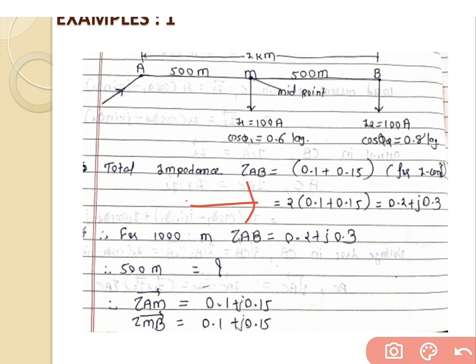So for the 1000 meter length, ZAB is equal to 0.2 plus j0.3. Then the first section, the AM section, has a distance of 500 meter. So what is the impedance of that section? ZAM is equal to 0.1 plus j0.15. This is the answer for the ZAM section. In the same way, the ZMB section has a distance of 500 meter, so again we get the same answer, 0.1 plus j0.15.